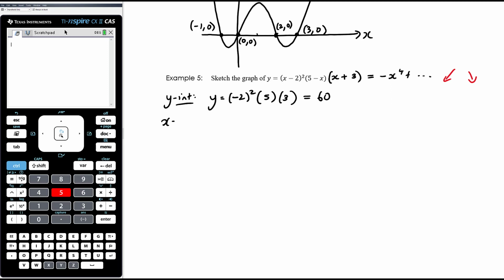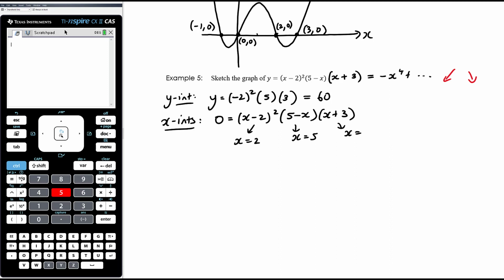So x-intercepts, we let y equal 0, so we've got 0 equals x minus 2 squared, 5 minus x, x plus 3. Okay, so that null factor law tells me that x equals 2 is going to be a solution, x equals 5 is going to be a solution, x equals negative 3. Now the squared on this bracket tells me that we're going to have a touch or a bounce at that x-intercept. The power of 1 tells me we're going to cut at that x-intercept, and it's a power of 1, so we're going to cut at that x-intercept.